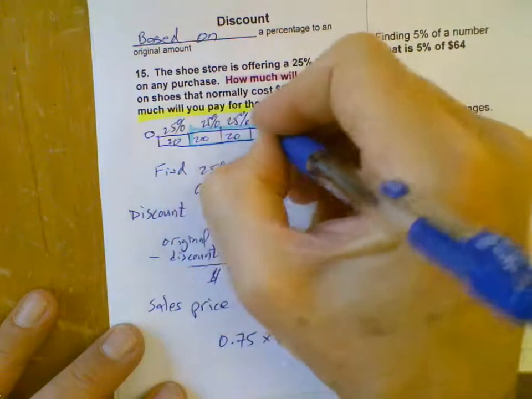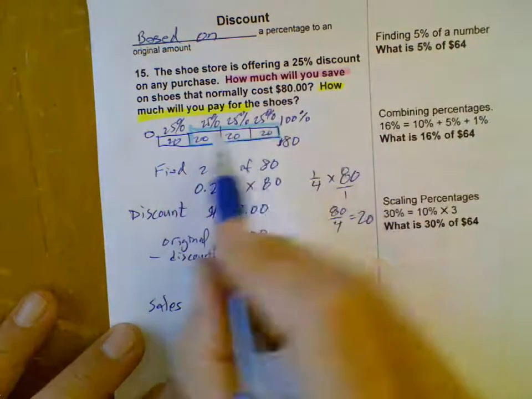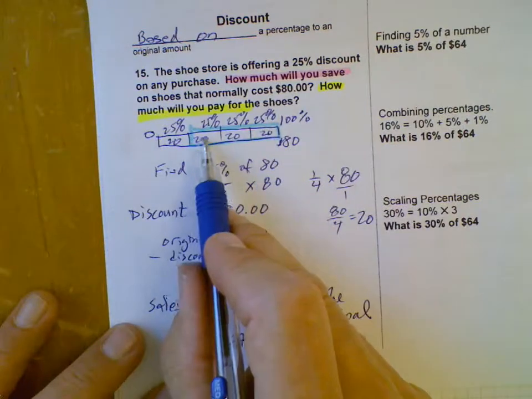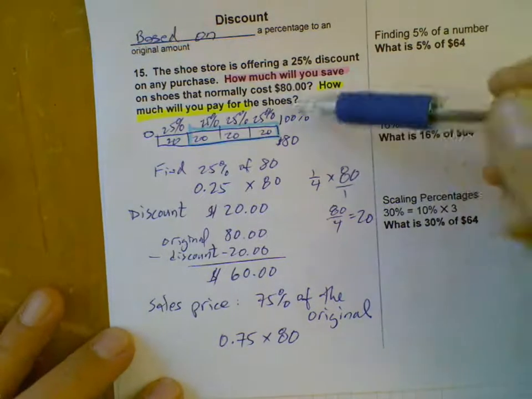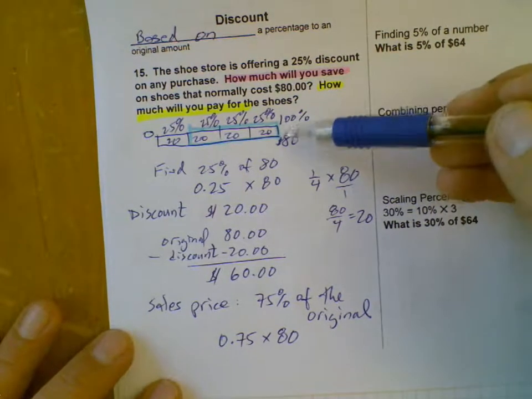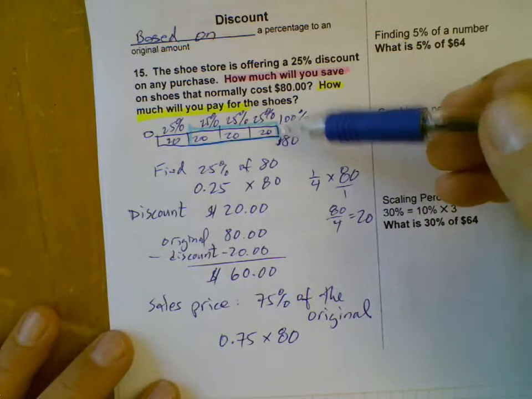Don't confuse the percent representation with what it means as far as money. But again, it's the proportional thinking. I'm using one relationship, percentage, to describe another relationship, amount of money.